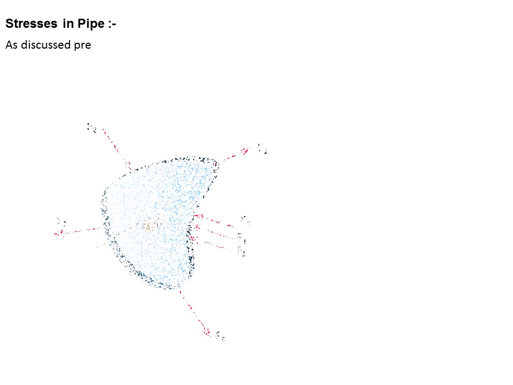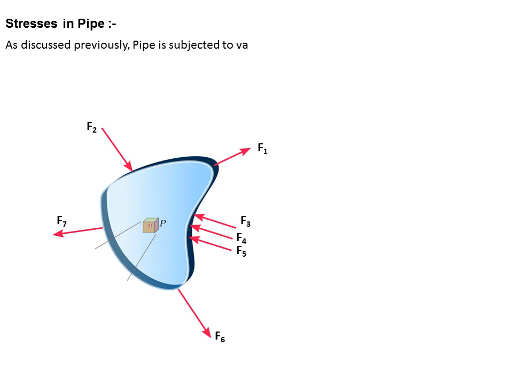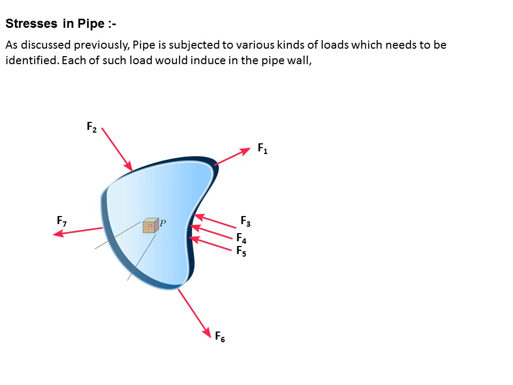Next we will be seeing about the stresses in the pipe. As discussed previously, pipe is subjected to various kinds of loads which need to be identified. Each of such loads would induce in a pipe wall normal and shear stresses. So normal and shear stresses are induced in the pipe wall due to the external loadings.